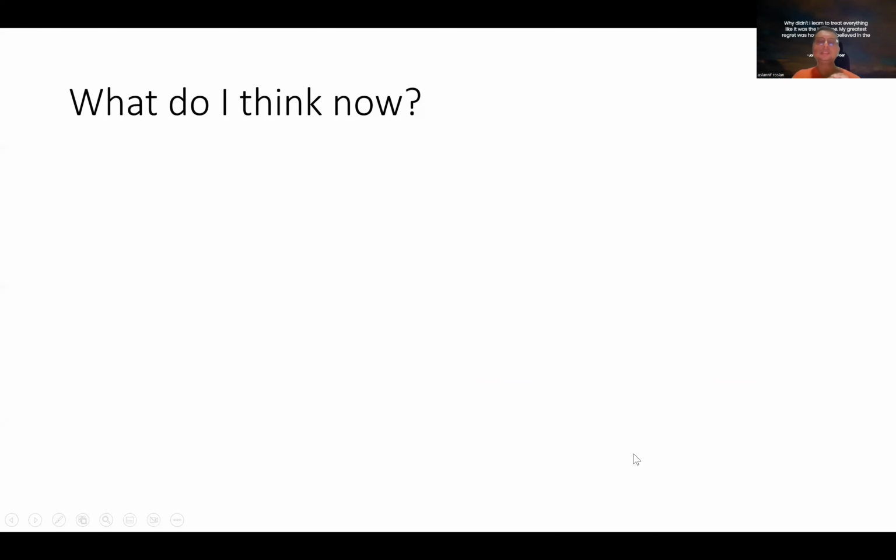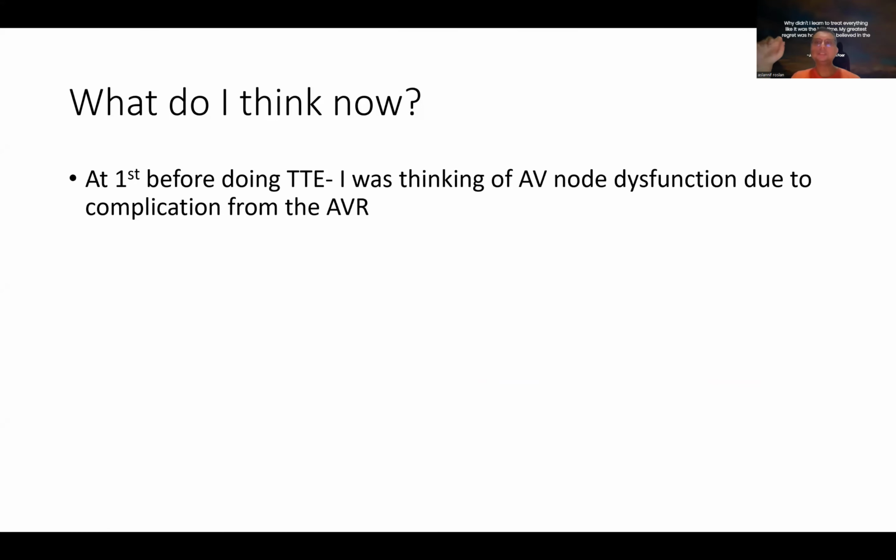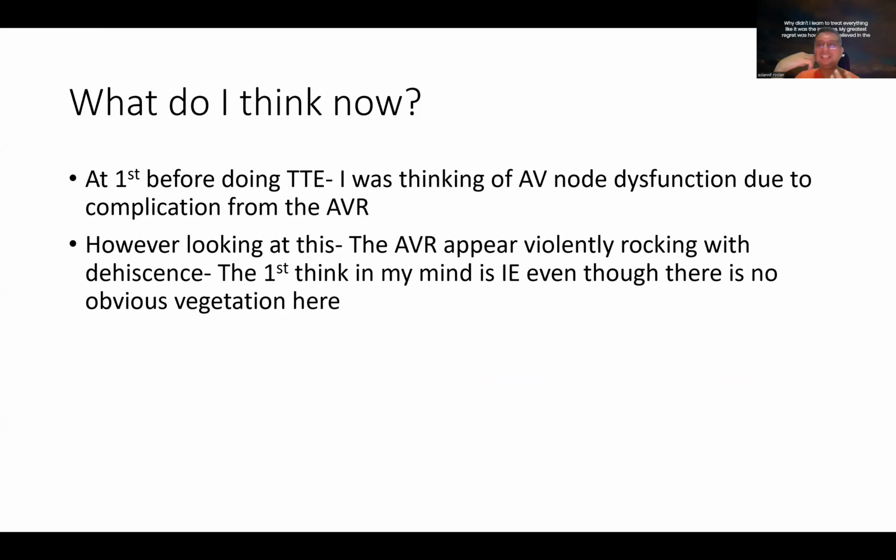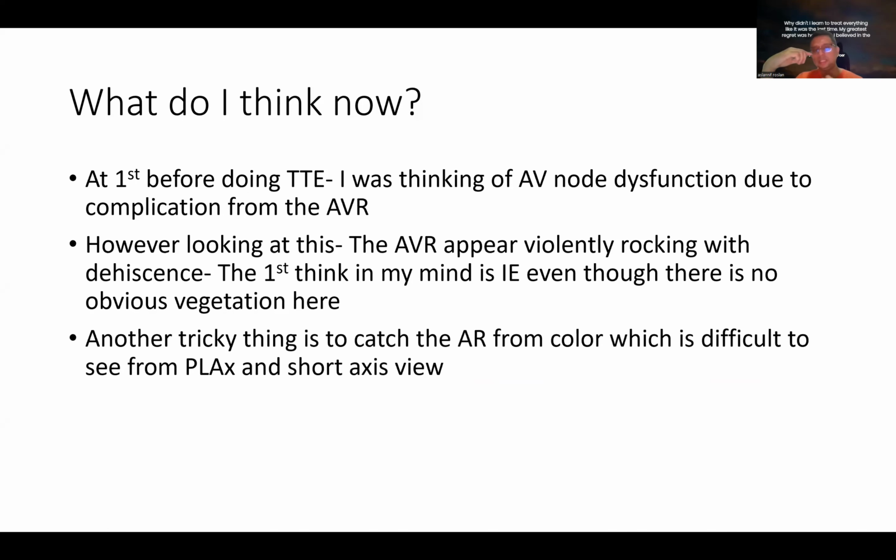So what do I think now after this transthoracic echocardiogram? At first, before doing it, I was thinking of AV nodal dysfunction due to a complication from the aortic valve replacement. However, looking at this echocardiogram, the AVR appeared to be violently rocking with dehiscence. Obviously, the first thing in my mind is infective endocarditis, even though there is no vegetation here. It is also tricky to catch the aortic regurgitation in this patient from color, from both parasternal long axis view and short axis view. Remember that this patient was not treated initially for infective endocarditis, even though he had vegetation. Intraoperatively, we could see vegetation that we missed.